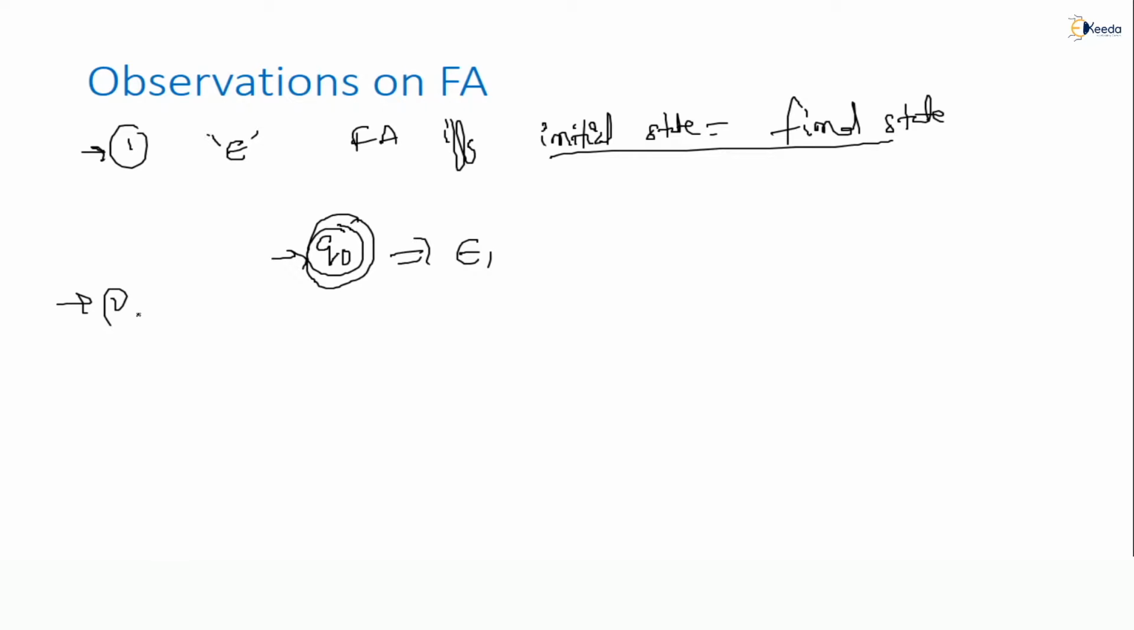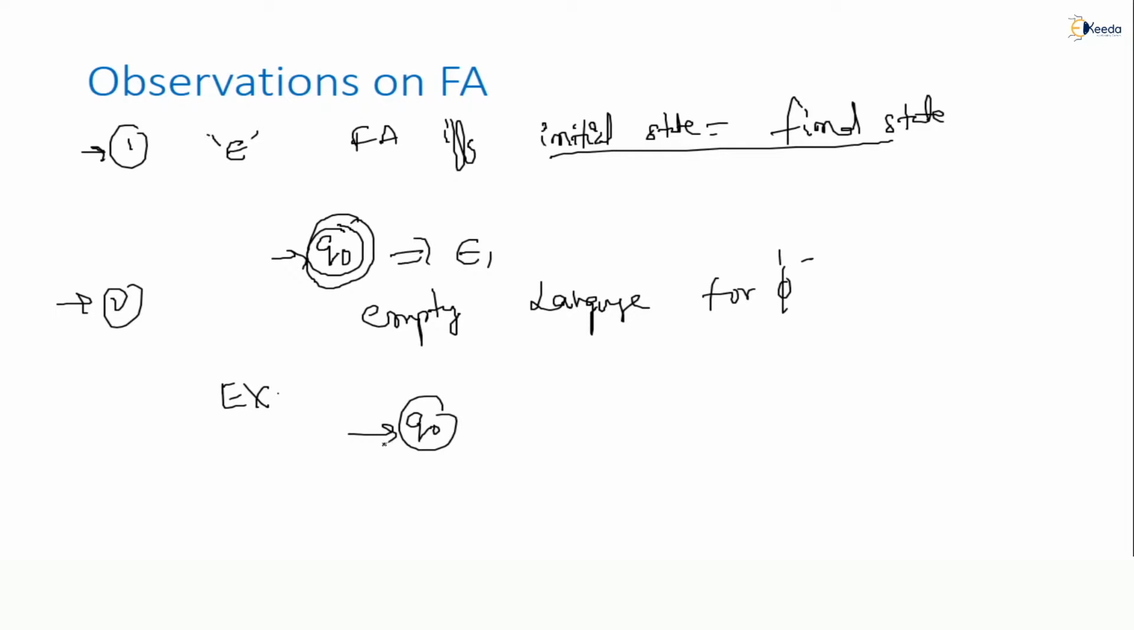The second point: an FA without a final state accepts the empty language, phi. Phi is the empty language only. We will understand how the FA accepts the empty language. If you see an example, suppose Q0 has a self loop on A, B. This will accept the empty language.